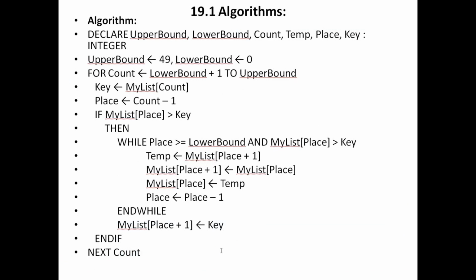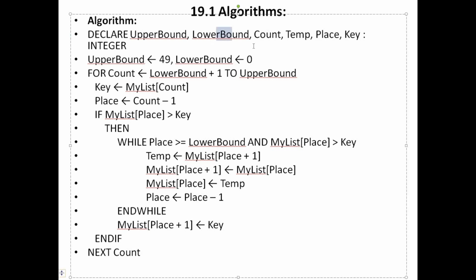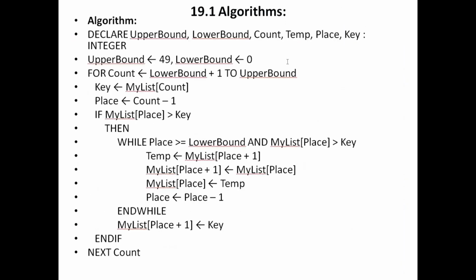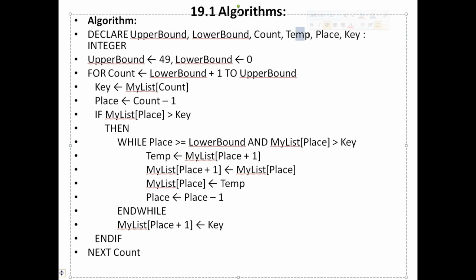This is the algorithm that you need to learn. So we are going to have an upper bound, a lower bound, a count, a temp, a place and a key. All of them will be integer if we are considering an integer array. Otherwise, temp would be, as you know, a string and so on.